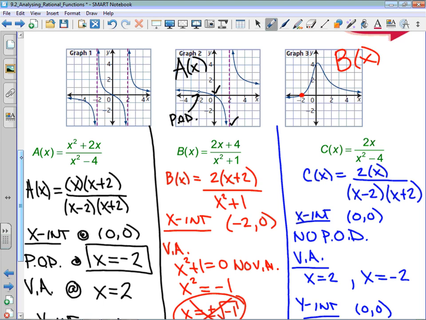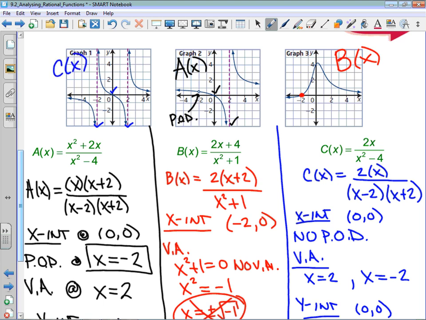All right, then, process of elimination, graph one should be c of x. And we can take a look. The x-intercept and y-intercept are at the origin. We have a vertical asymptote at positive 2, one at negative 2. And again, the y-intercept is at the origin as well. So that makes sense that that would be c of x.